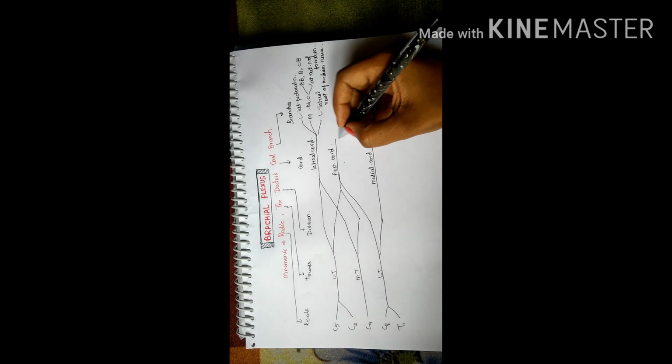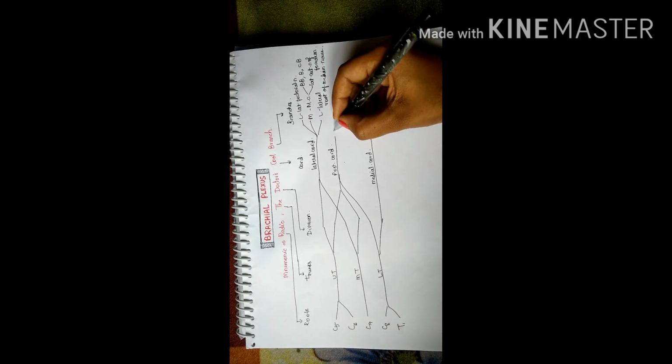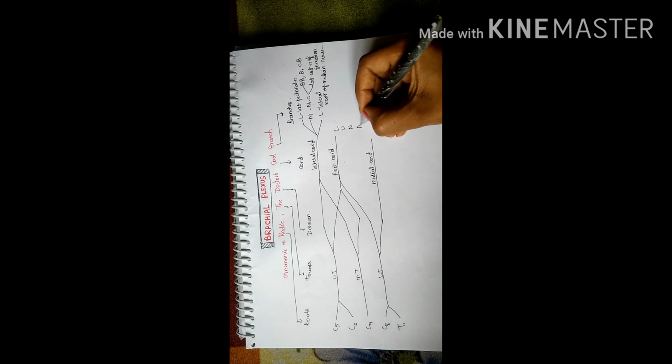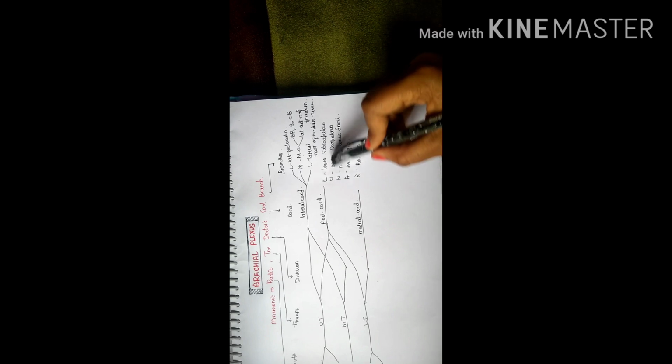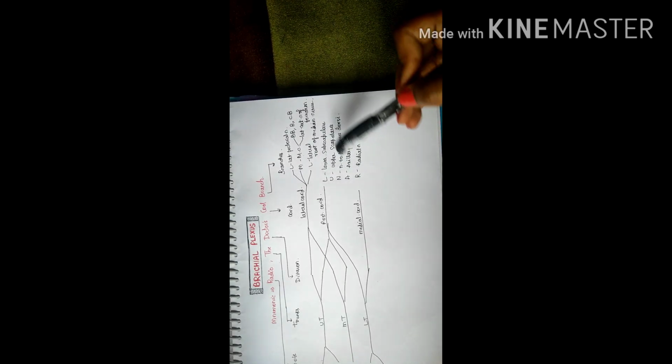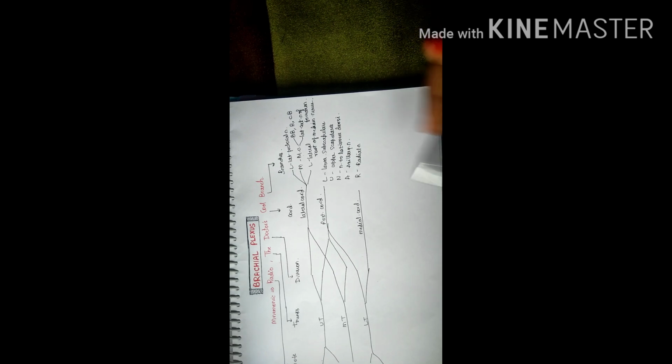And coming to the posterior cord, the mnemonic is LUNAR. LUNAR stands for L is lower subscapular, U is upper subscapular, N is nerve to latissimus dorsi, A is axillary nerve, R is radial nerve.